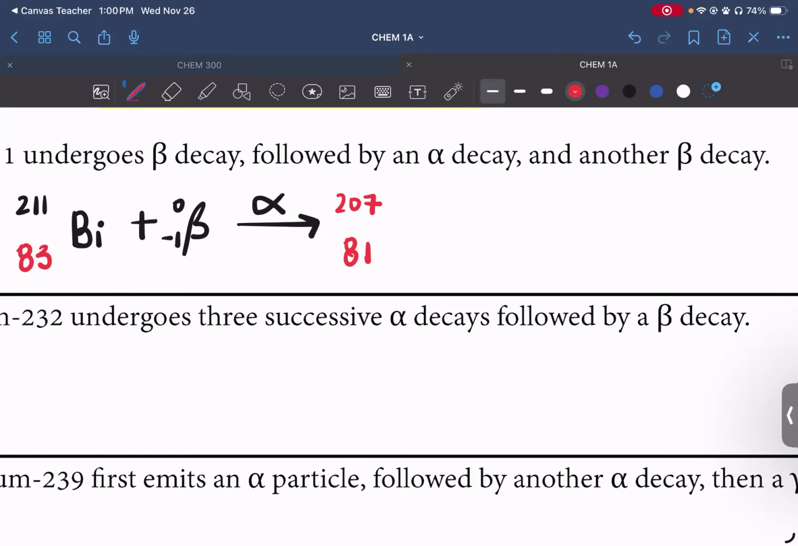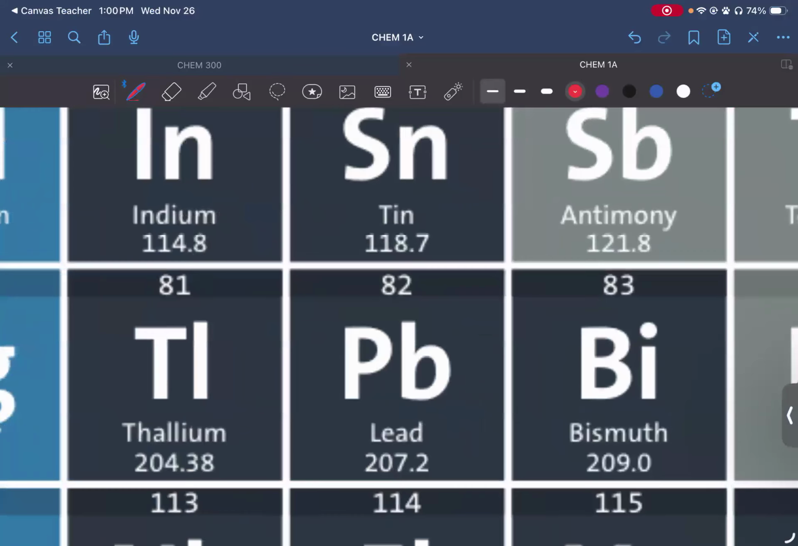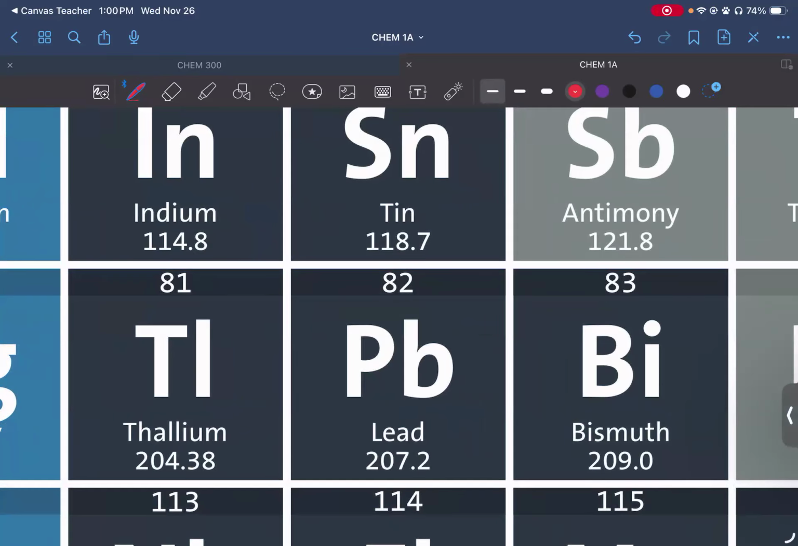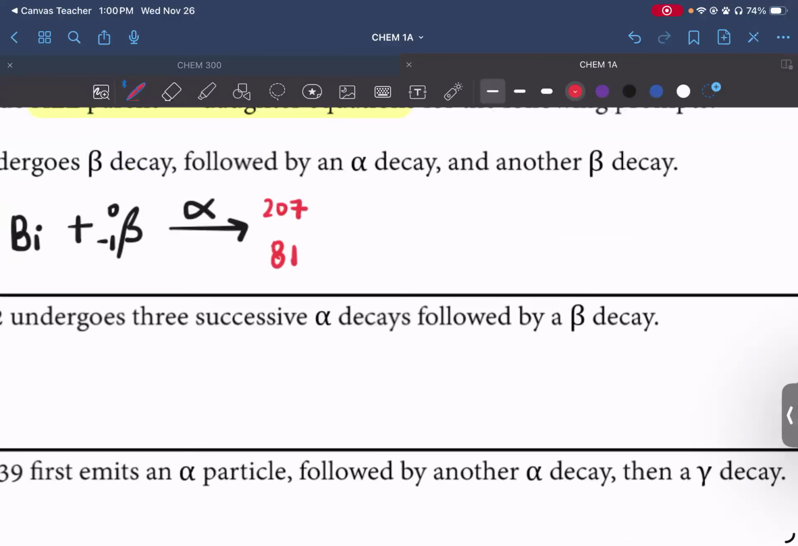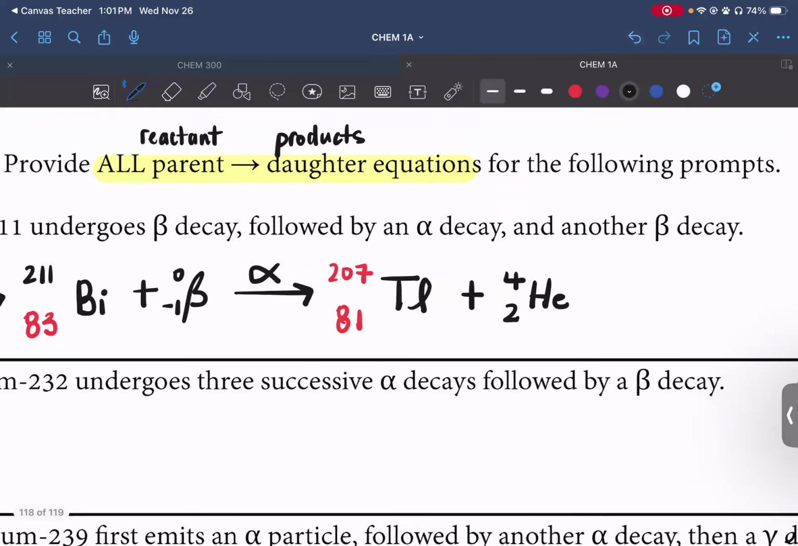With a brand new atomic number, we have to identify. We check our periodic table. 81, as we see here, is thallium. That is Tl. Alpha decay also results in the formation of a helium particle. Remember, this question did say provide all parent-daughter equations, so we need the full thing.